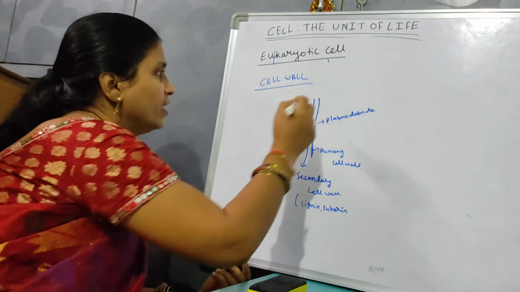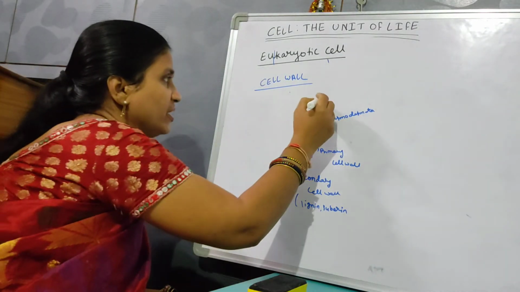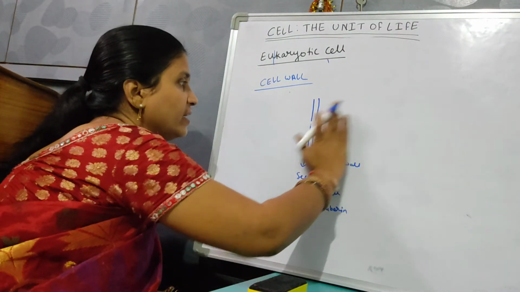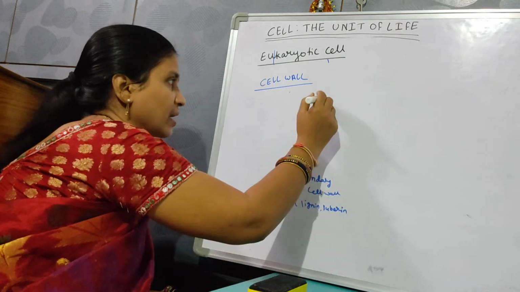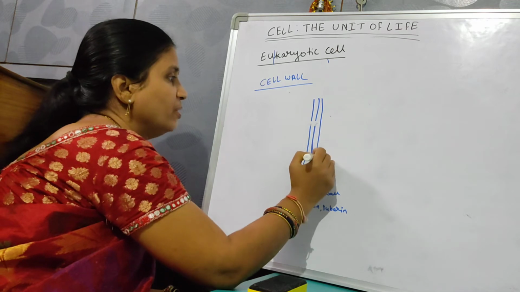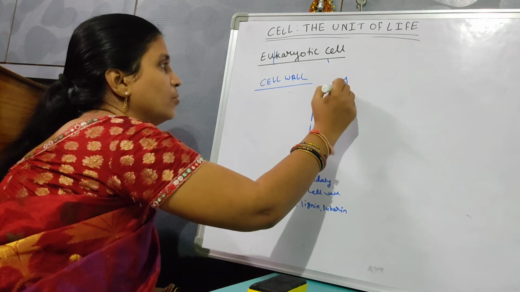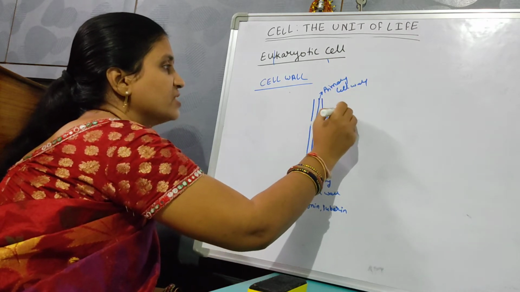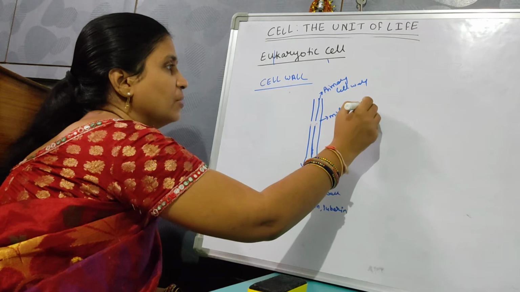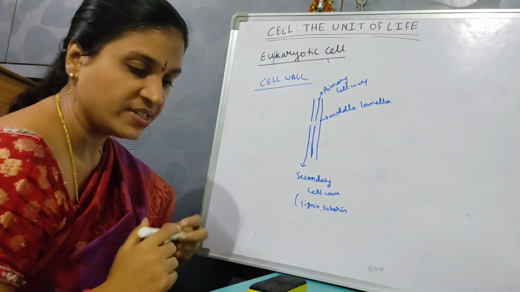Then here, in the early stage, during cell division, a cell plate is going to form. That cell plate is going to form into a middle lamella like this. This is the primary cell wall. This is the middle lamella. This is the first cell wall and middle lamella. This is going to form from the cell plate during cell division.